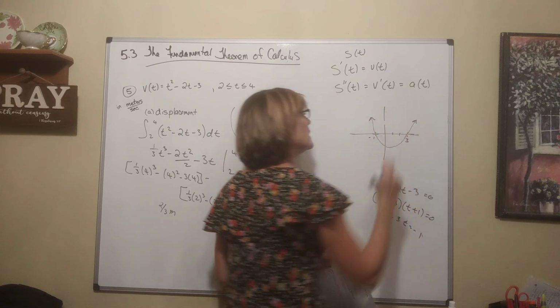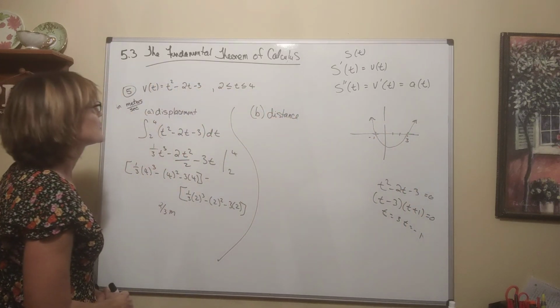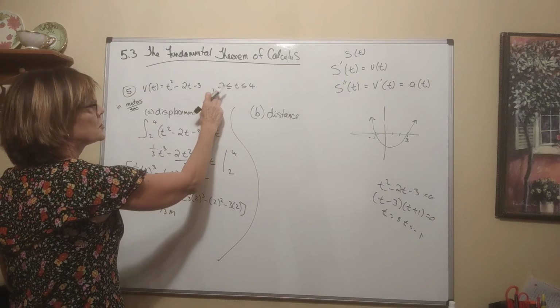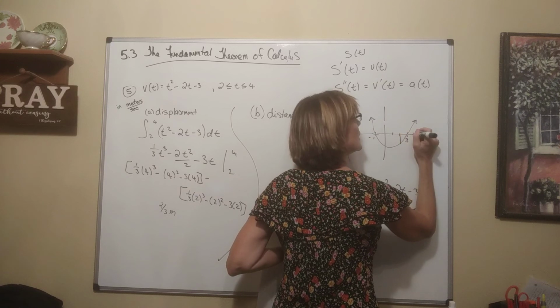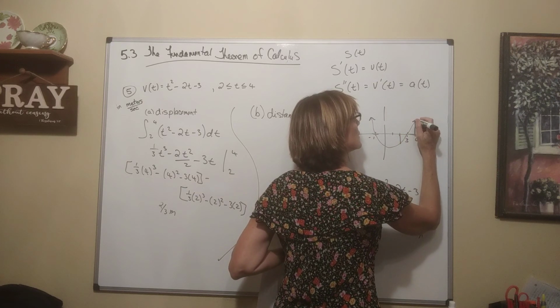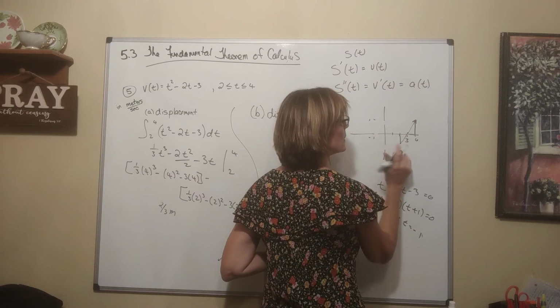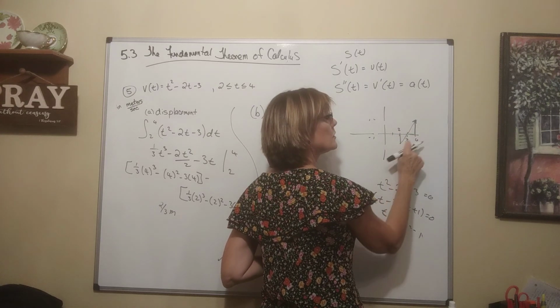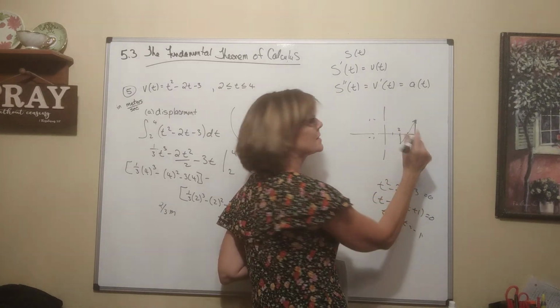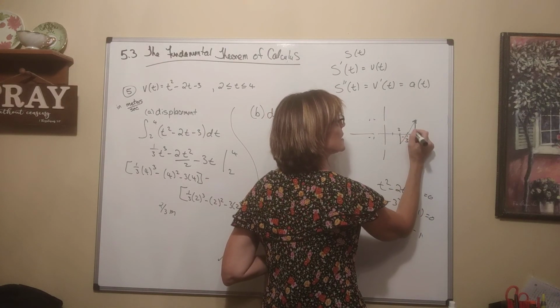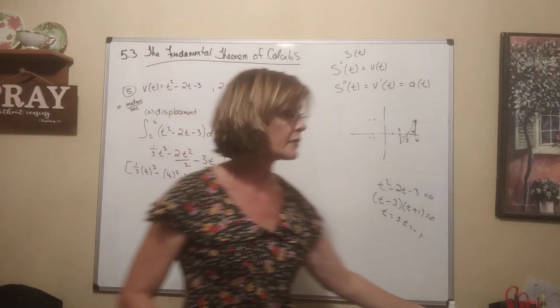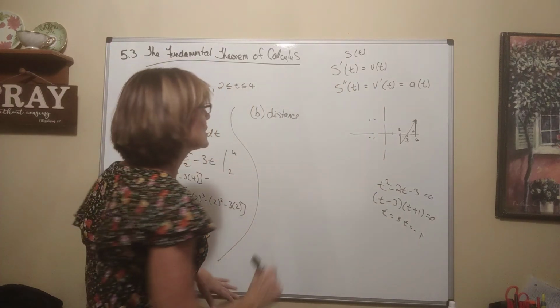Now, where are we supposed to integrate this from? We're supposed to integrate it from 2 to 4. So let's look at this. Here is 2, and here is 4. From 2 to 3, this is negative. And from 3 to 4, it's positive. So we need to split up our integral if we want to find distance. This is how we'd set this up.